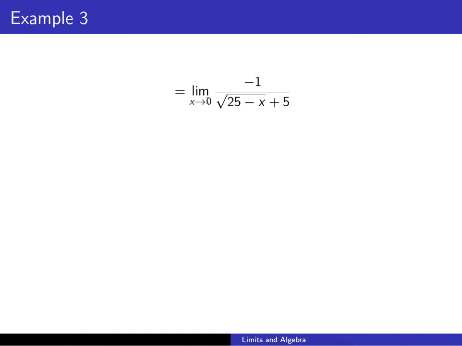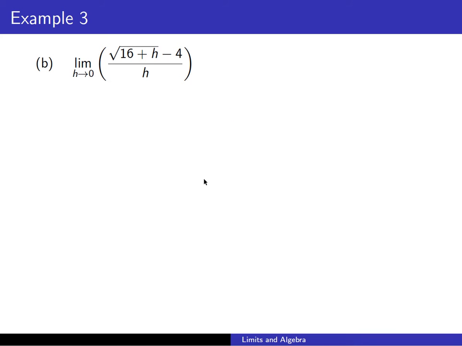So now we have the limit as x approaches 0 of negative 1 over the square root of 25 minus x plus 5. Now if we look at direct evaluation, square root of 25 minus 0 plus 5 doesn't give us any problems, and we end up with 5 plus 5 in the denominator, which is 10. So our limit is negative 1/10.